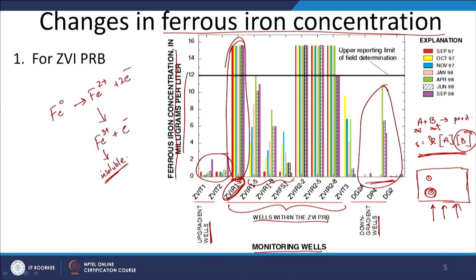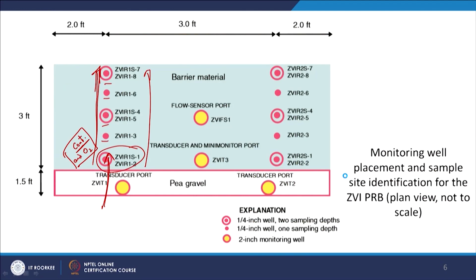And here we see a slightly different profile for the wells in the second column, where the concentration of ferrous iron is pretty high, right? The cells are 2, 5 and 8. I think 2, 5 and 8, right? So this is what we have. And compared to this particular location, the concentrations of ferrous iron in these locations are pretty high.